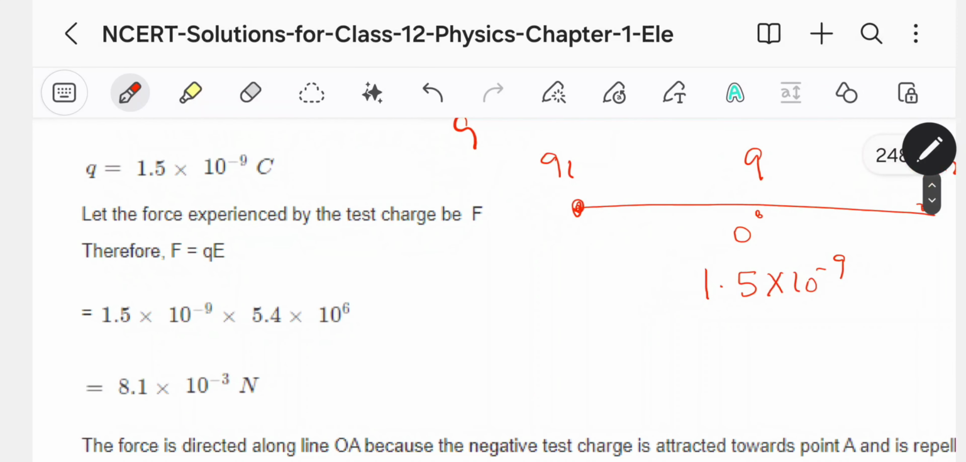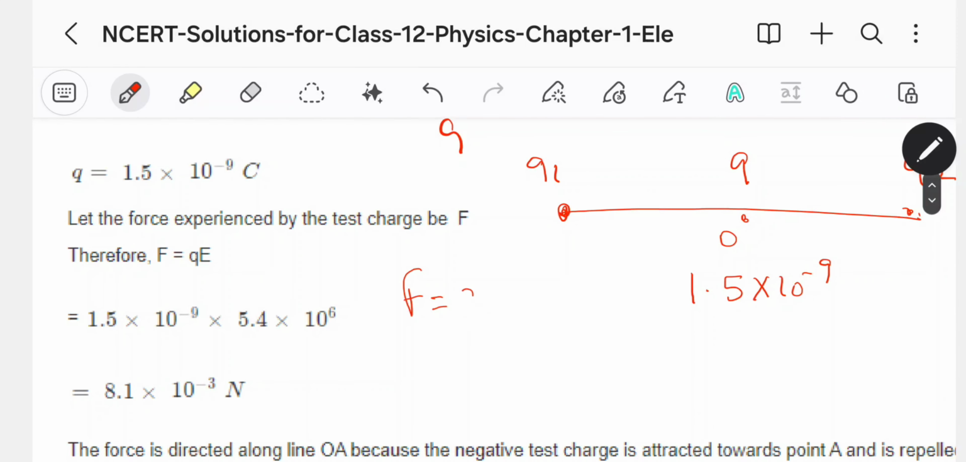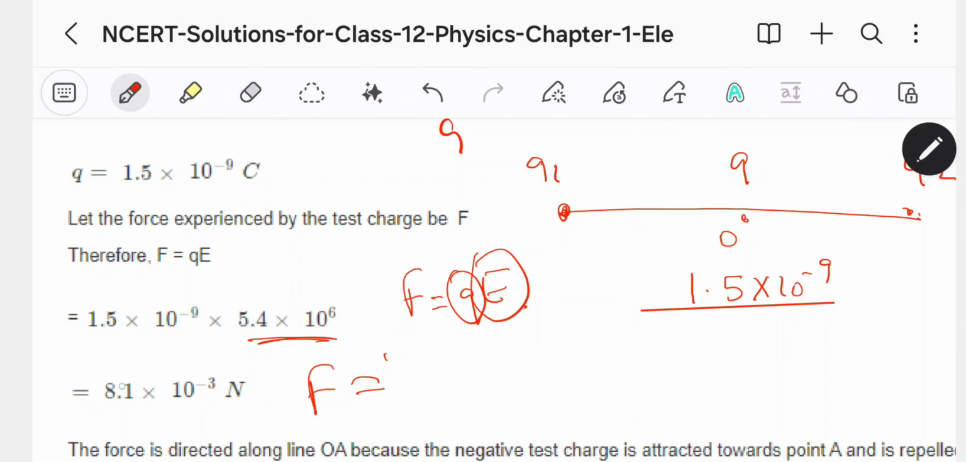If you have 1.5 into 10 raised to minus 9 coulomb right over here, let the force be F equal to QE. So the force on the test charge is given by QE. It's the formula. What is this Q? It is 1.5 into 10 raised to minus 9, and E we already found, which is 5.4 into 10 raised to 6. So the force will be basically multiplying these both.